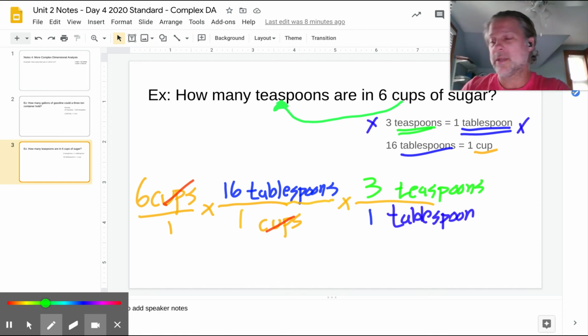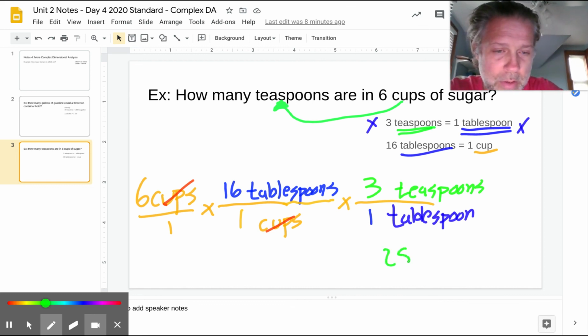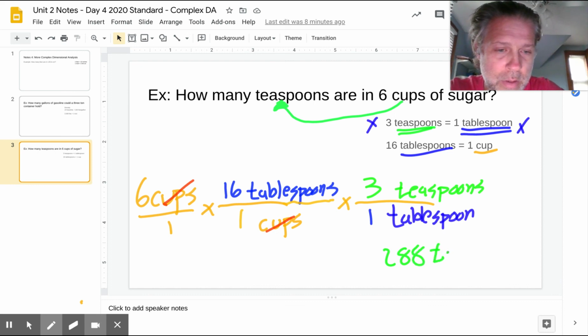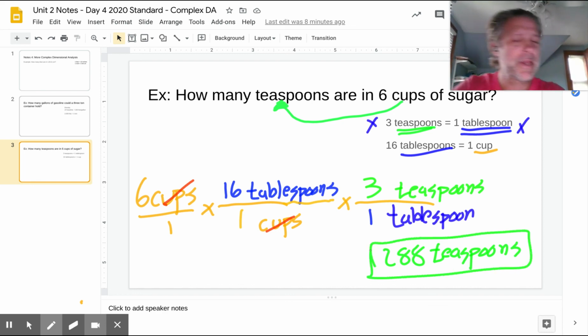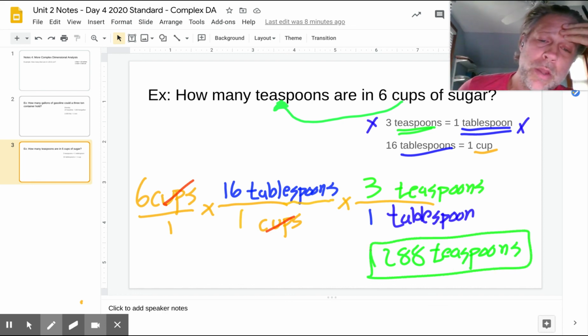Now, the next thing that we're going to do is plug this into our calculator. So I'm going to take 6 times 16, and I'm going to take that times 3, and I'm going to get 288 teaspoons in 6 cups. Now, could you imagine if, like on the Great British Bake Off, they were like, well, you have to use all of your measurements in teaspoons? That would be awful, but I feel like it would be really funny.